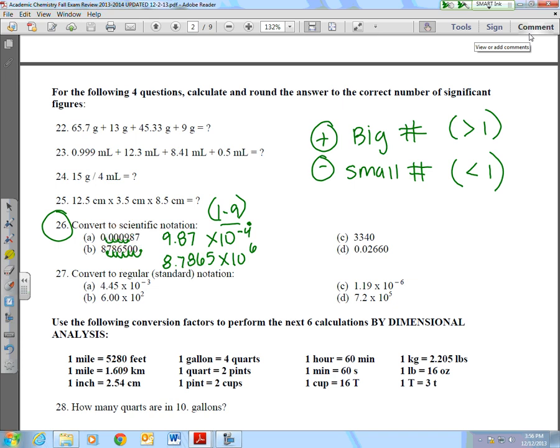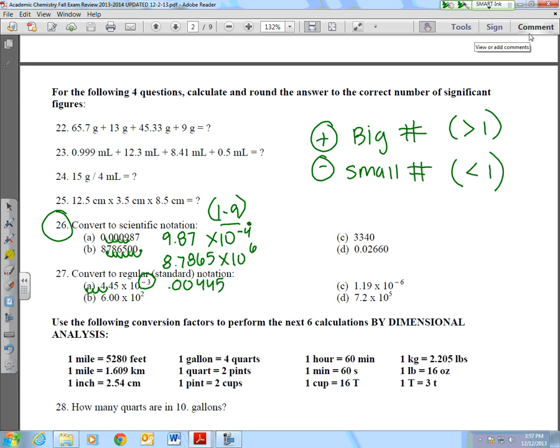Yeah? Okay. So with number 27, you kind of have to flip your brain a little bit, okay? So this is really what I look at. My exponent is negative. So because my exponent's negative, that means I have a small number. So move your decimal to make the number small. Don't move it to make it big. So use some common sense, all right? So we're going to move it 3 places to make it smaller. So it's going to be 0.00445. Does that make sense to you?